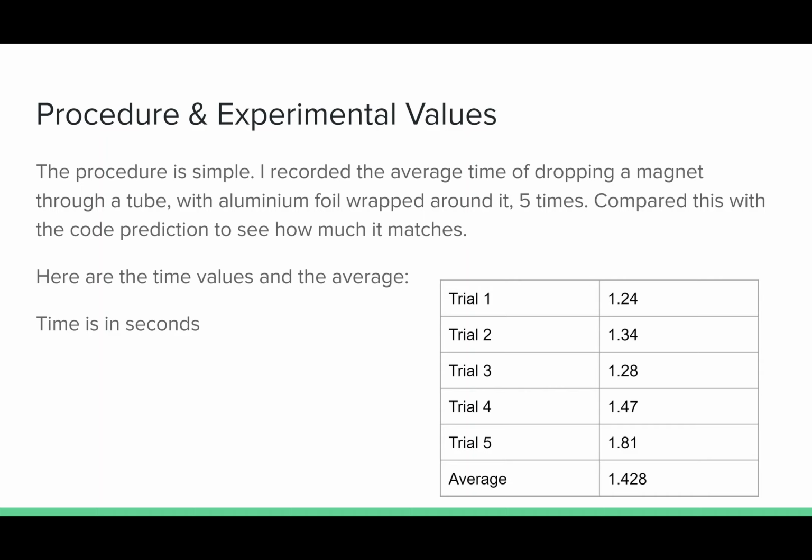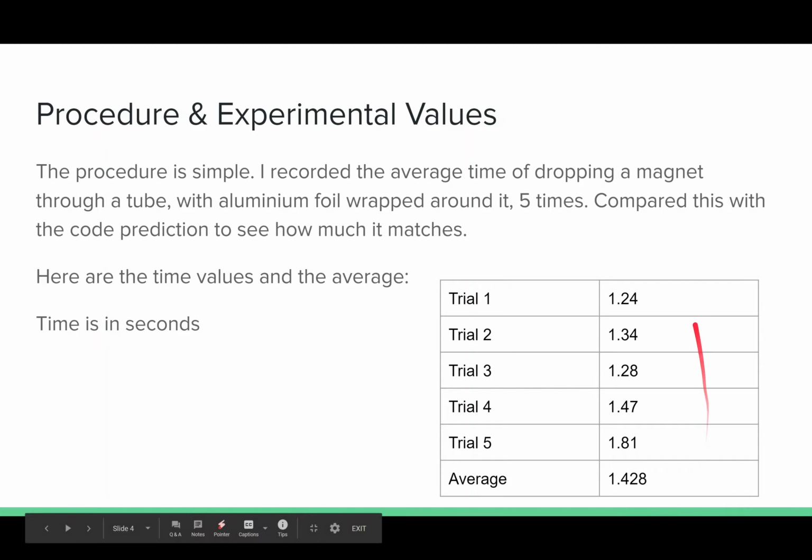So the procedure was simple. I recorded the average time of dropping of a magnet through the tube with aluminium foil wrapped around it. And I recorded this 5 times and compared the code prediction with the data that I took and saw how much it matches. So here's the time for every single one of these trials. And here's also the average time.